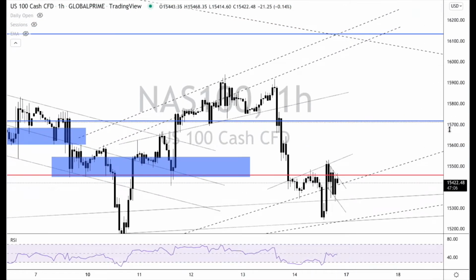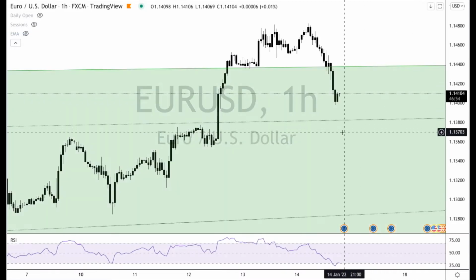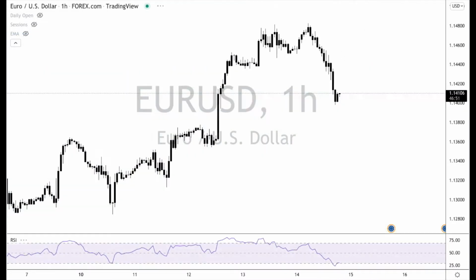Okay, so I think I've covered everything in regards to the NAS today. The next thing that I'm going to talk about is the Euro USD, and that is doing something interesting. So let's take a look. Okay, actually, let's get the other one that I normally use.